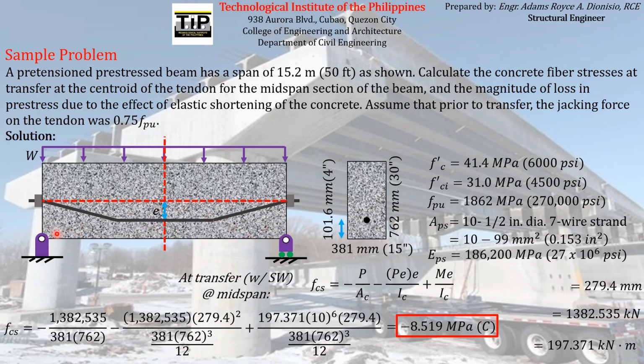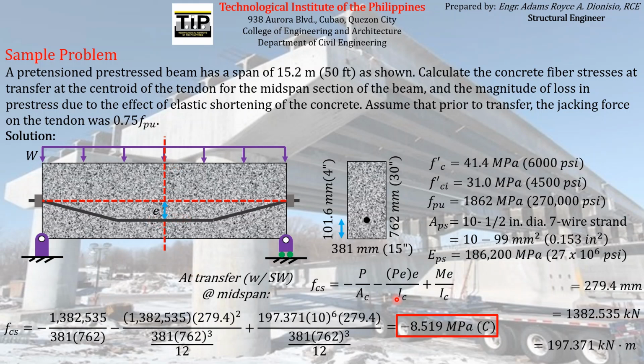It still experiences camber. That's why the fiber stress being experienced below the neutral axis or the centroid is a compressive stress, as shown here, as computed here. So this is the concrete fiber stress acting on the same location of the pre-stressing reinforcement at midspan.